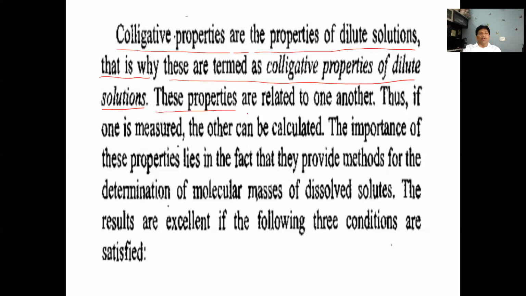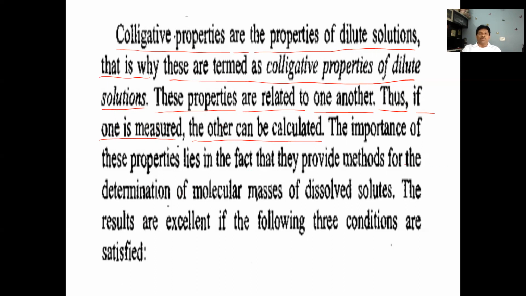And these colligative properties are related to one another. One colligative property is related to the other. Thus, if one colligative property is measured, the other can be calculated. If one colligative property is calculated, the other can be measured. Is that clear? So all four colligative properties are interlinked.